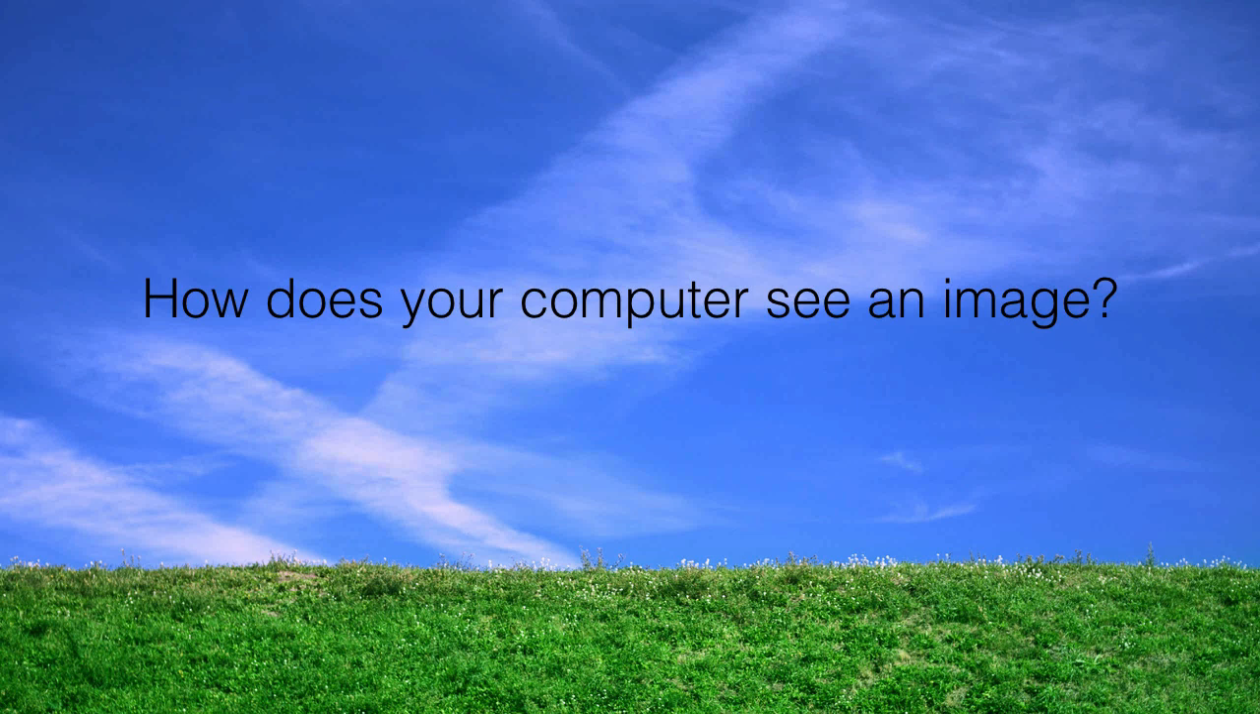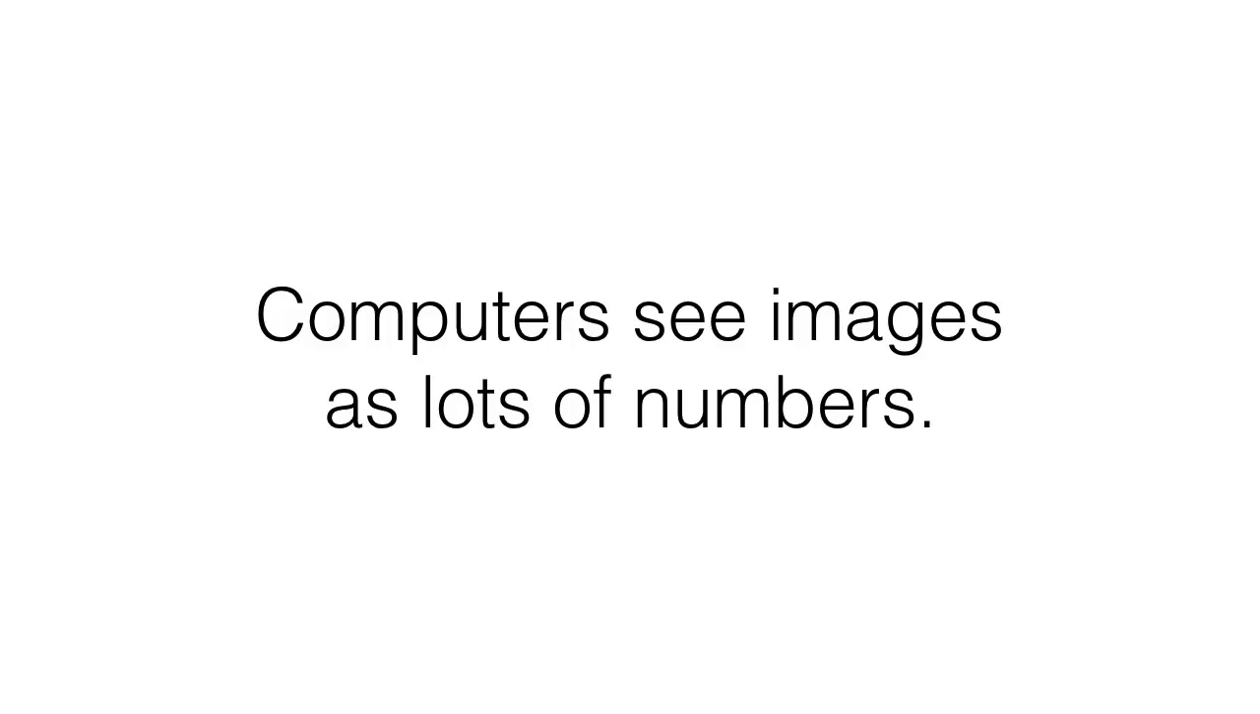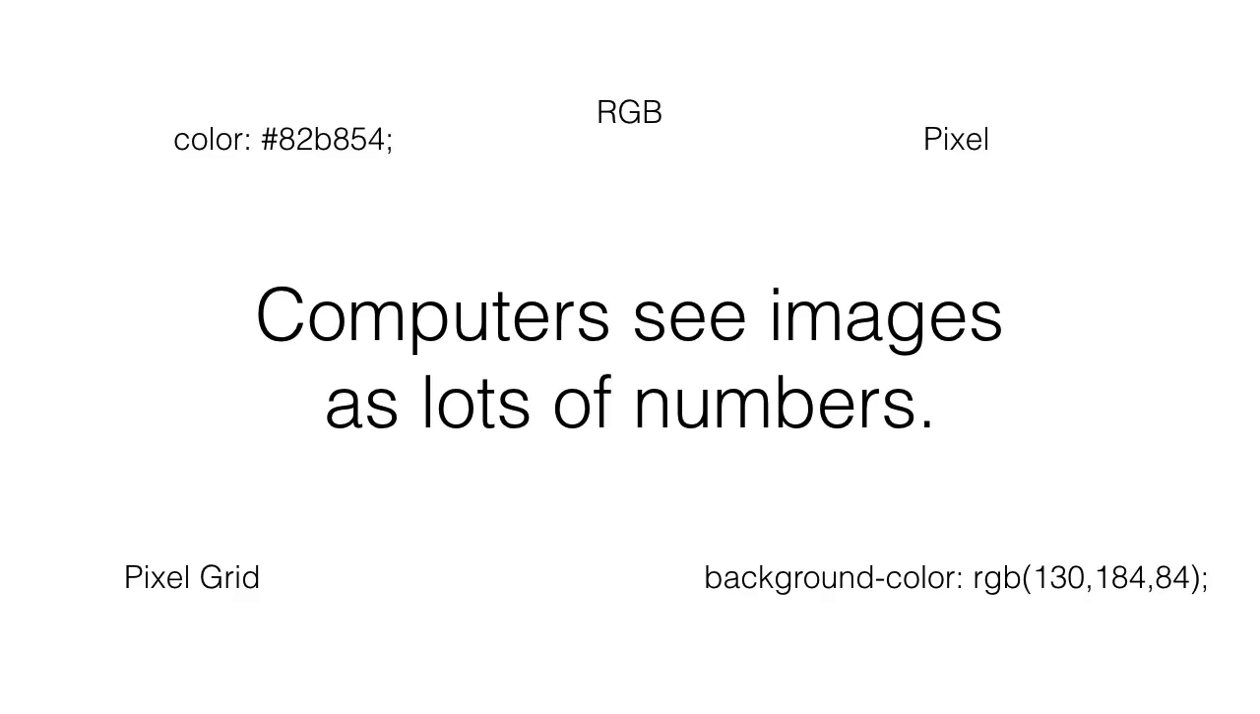Your eyes can pick out the picture, but this picture for the computer is actually broken down into a bunch of numbers. So computers see images as lots of numbers. This is what it sees. It sees pixels, RGB, that color, a pixel grid, and a background color. It can see different kinds of color. And we're going to talk about all of these terms throughout this topic.